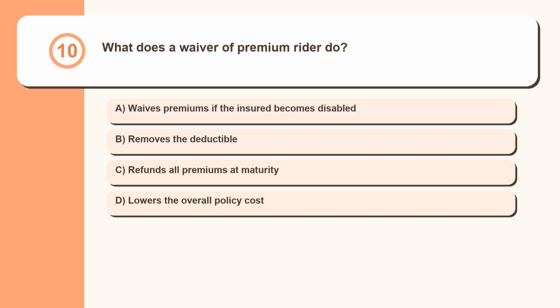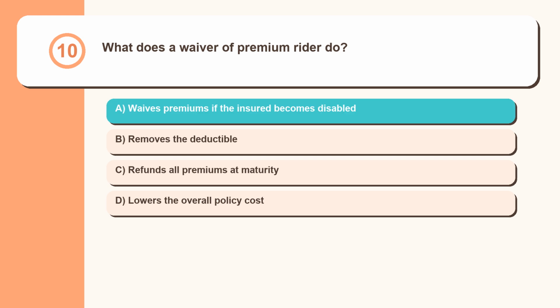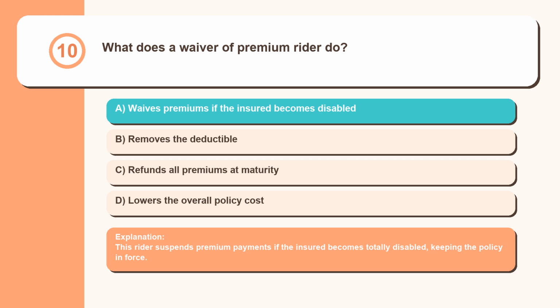Question 10. What does a waiver of premium rider do? Waives premiums if the insured becomes disabled, removes the deductible, refunds all premiums at maturity, lowers the overall policy cost. This rider suspends premium payments if the insured becomes totally disabled, keeping the policy in force.